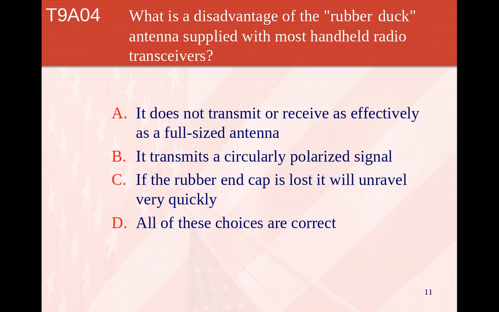What is the disadvantage of a rubber duck antenna supplied with most handheld radio transceivers? It does not transmit or receive as effectively as a full-size antenna. In fact, it might have a negative gain, a negative dB portion. You might get 1 or 2 dB at best, maybe 0 dB, depending on the rubber duck.